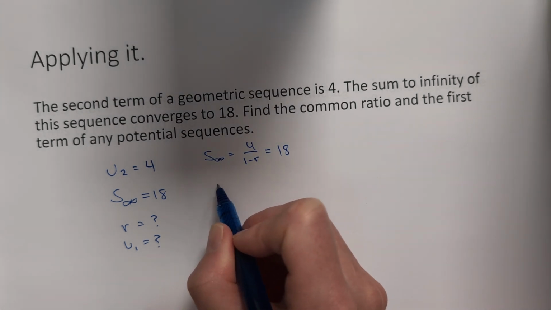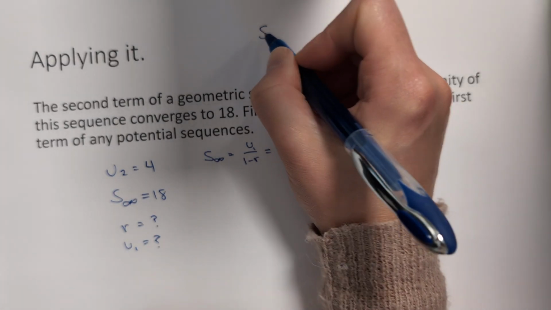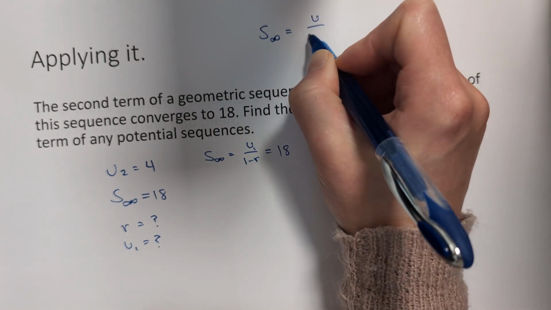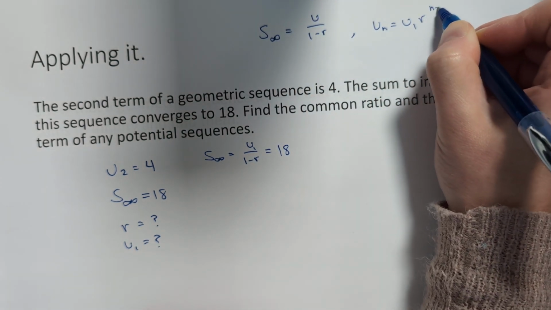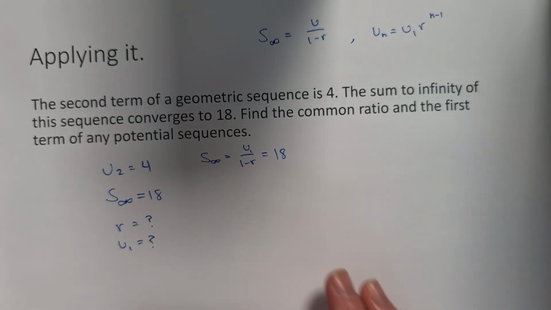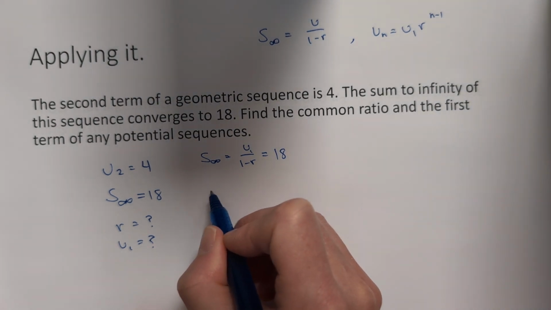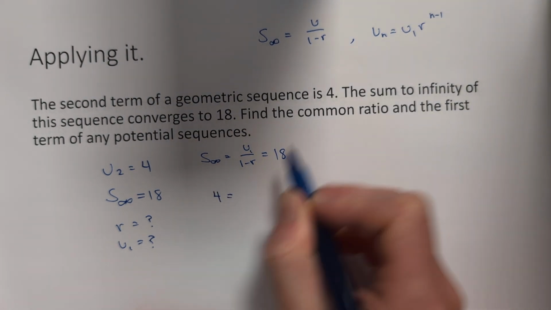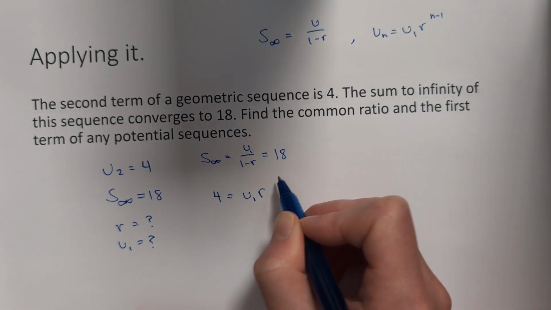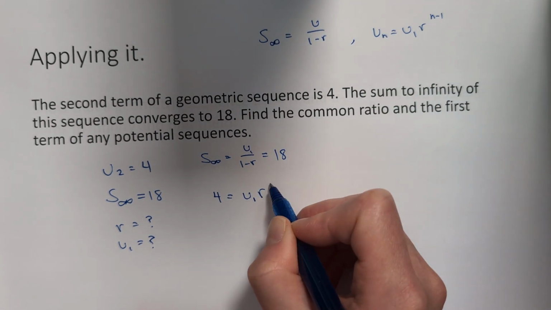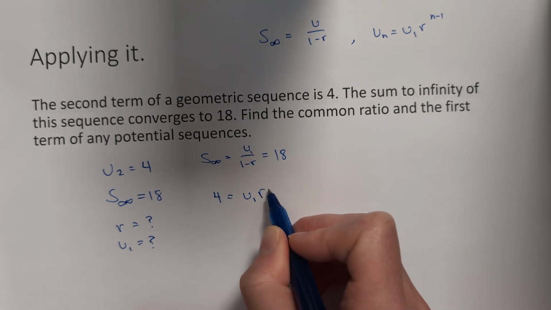The other one is u sub n as before. I'll write both of these that I'm going to use up here. And u sub n is equal to u sub 1 r to the n minus 1. This is from last class. So u sub 2 is equal to u sub 1, which I still don't know, r I also don't know, and 2 minus 1 is going to be just 1. So that's nice and easy.